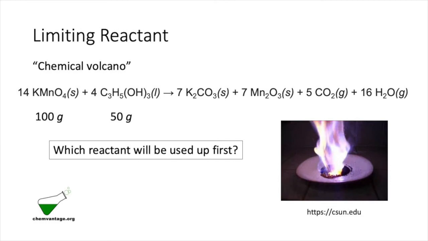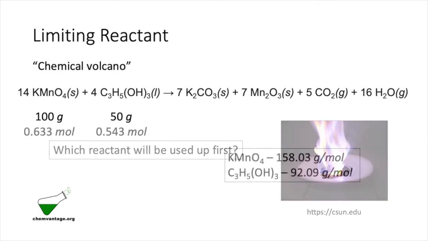Another colorful demonstration is the chemical volcano produced by mixing potassium permanganate with glycerol. Suppose we simply mixed 100 grams of KMnO4 with 50 grams of glycerol. Which reactant would be used up first, and how much of the other would be left over unreacted?